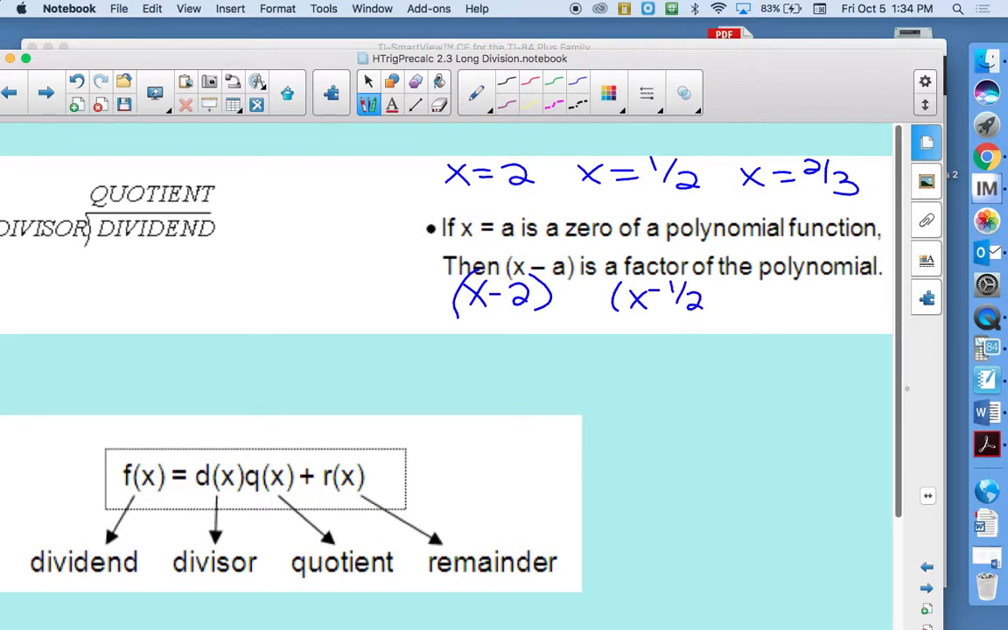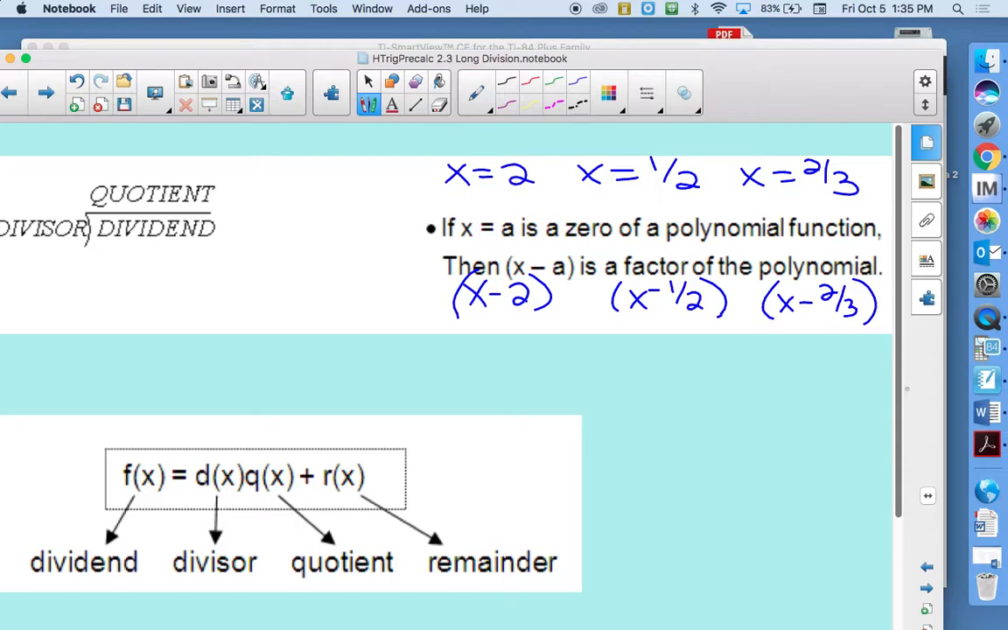X minus a half could be a factor. X minus 2/3 could be a factor. So that's a factor, an x-intercept, a 0, a solution. They all mean the same thing, but a factor can be written in parentheses. That factor can become a divisor. So we can take this factor and try to divide with it to break a problem down.